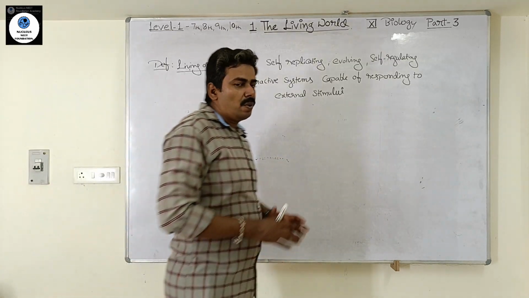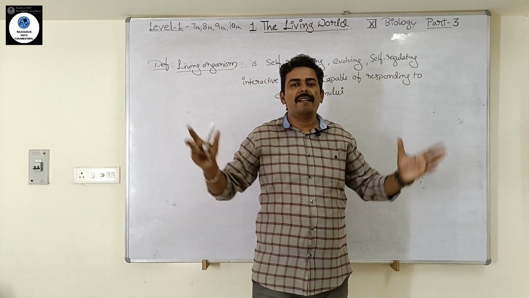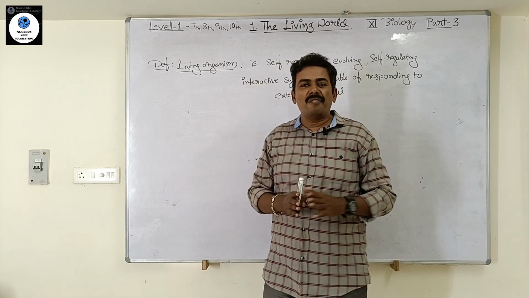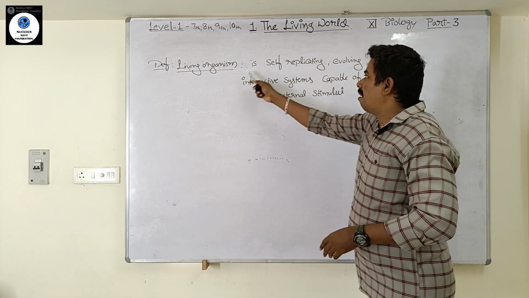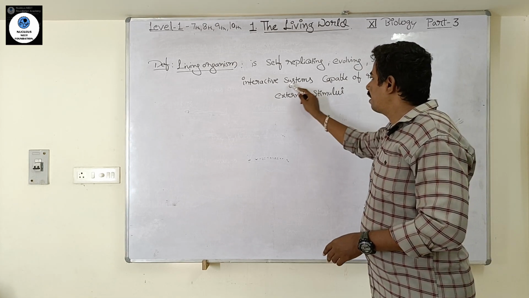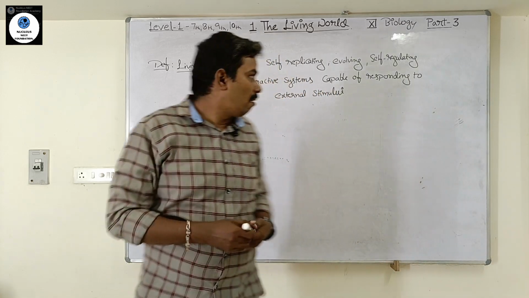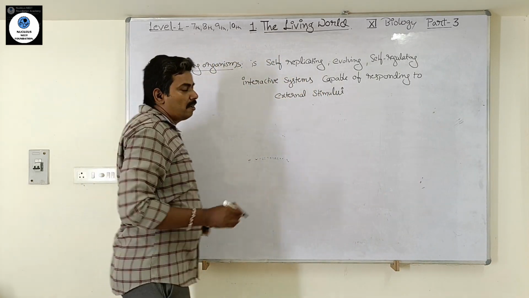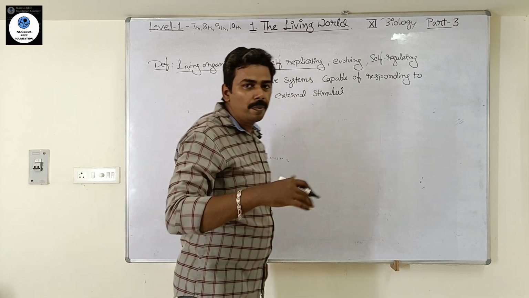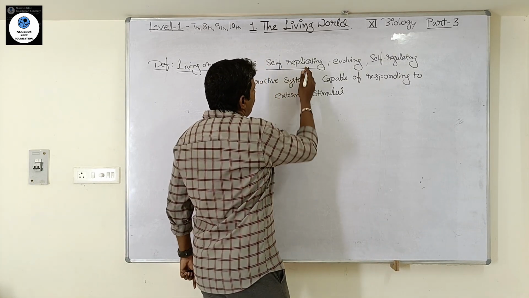So my dear students, we have studied all the different characters of living organisms. By considering all these characters, now we can define a living organism. What is the definition of a living organism? A living organism is a self-replicating, evolving, self-regulating, interactive system capable of responding to external stimuli. Living organisms are self-replicating systems. That means they can reproduce, again producing new living organisms. That is called self-replicating.